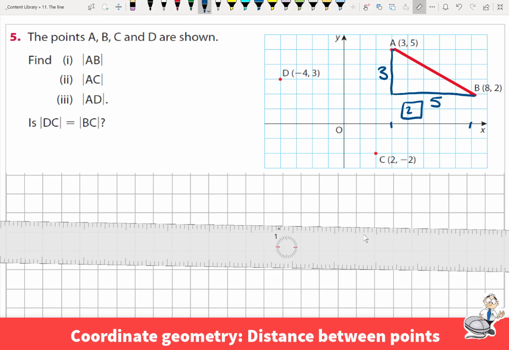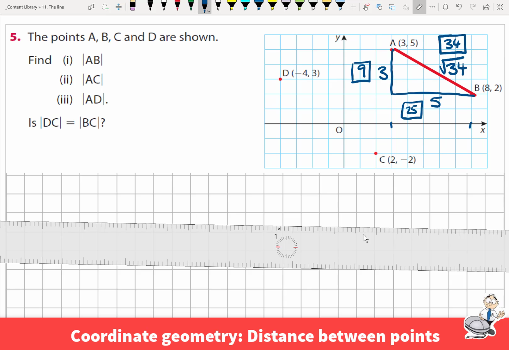5 squared is 25. 3 squared is 9. And the square on the hypotenuse is 25 plus 9, which is 34. So the distance between A and B is going to be the square root of 34.